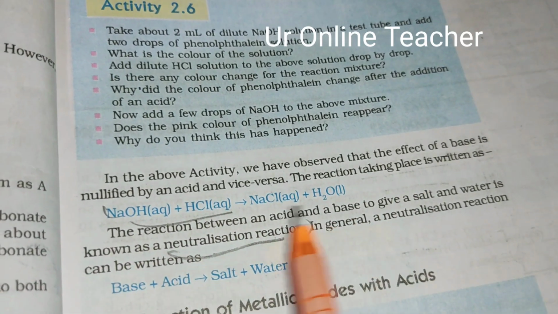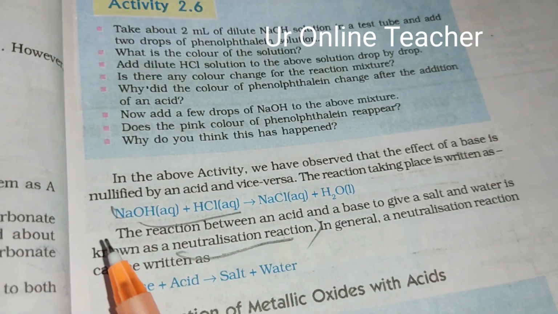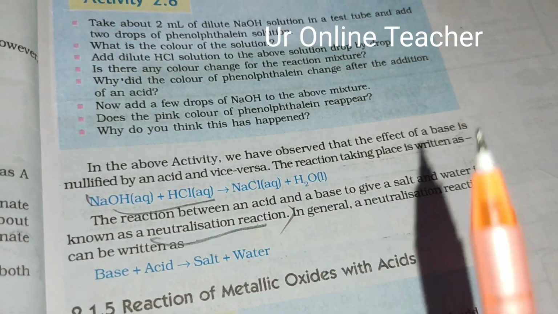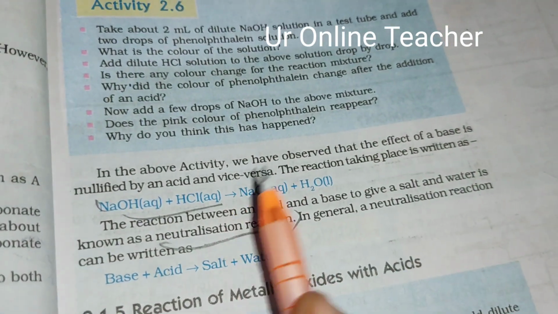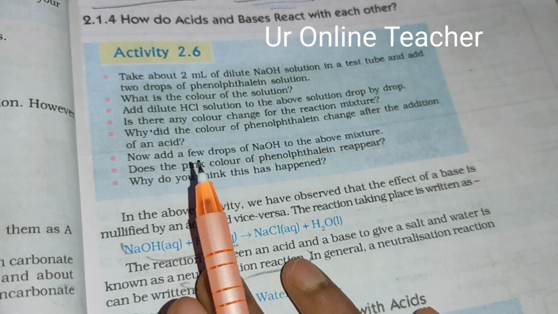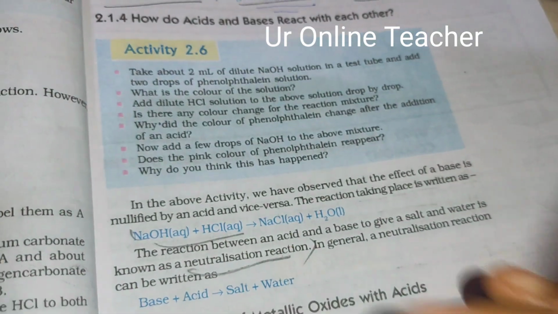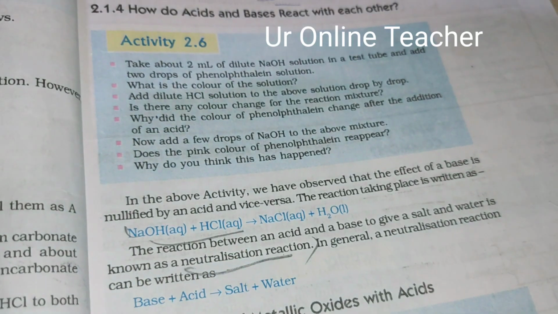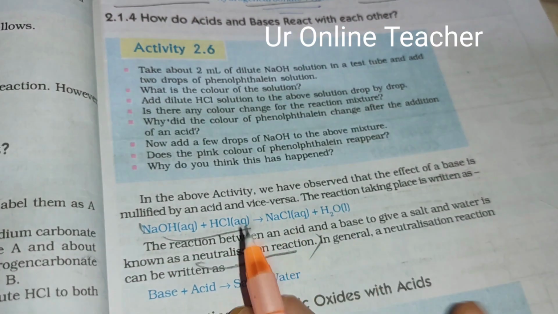We can see one reaction here. What is that? Displacement reaction, double displacement reaction. The reaction between acid and base will give salt and water, and this reaction is called a neutralization reaction. What is it called? Neutralization reaction. In the exam, if they ask what is a neutralization reaction, you should write this only.